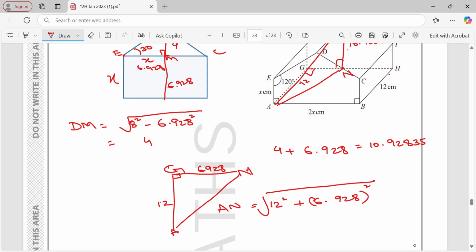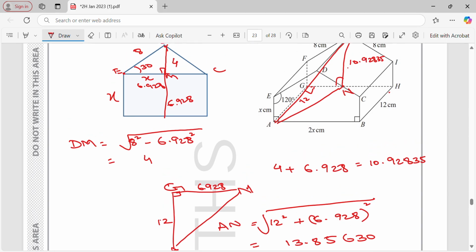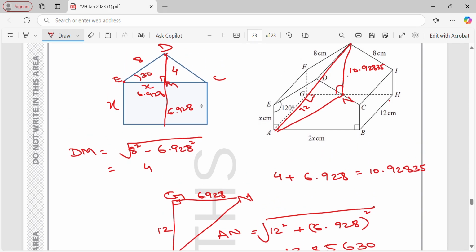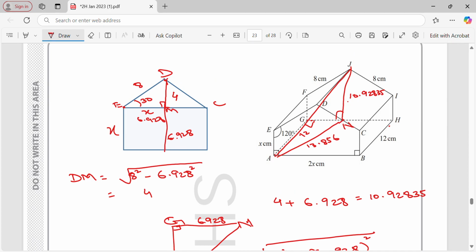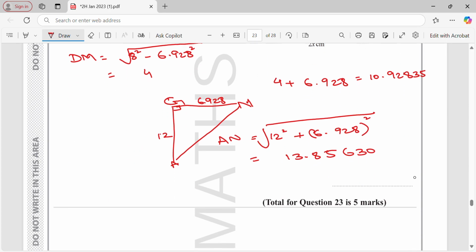Let me use a calculator. 12 squared plus 6.928 squared and a square root, so that is 13.856. So AN is 13.85630. All right, we got this length. Let's write here 13.85630. So here I have to find out angle theta. Because JAN, let's find out JAN.